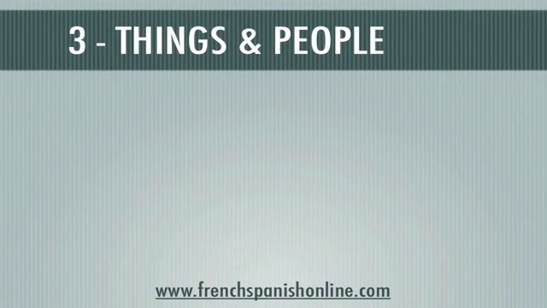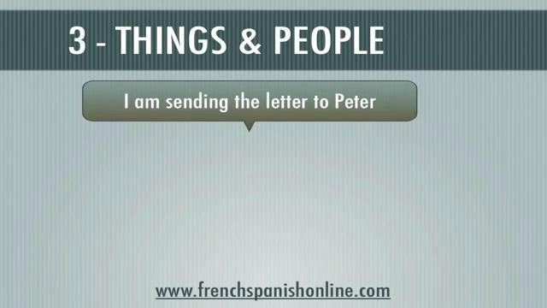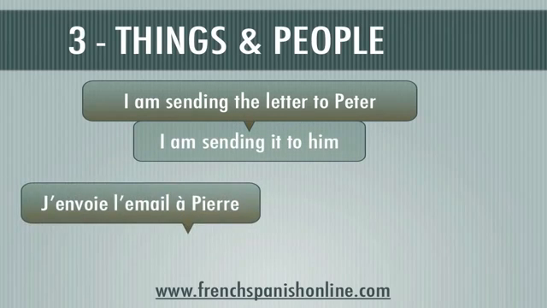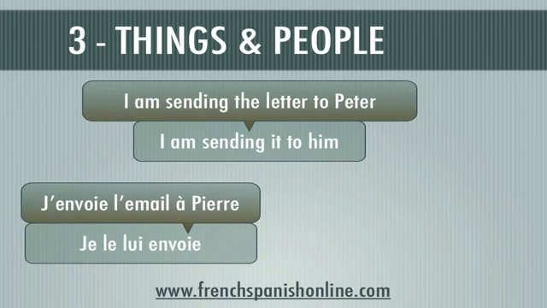Let's go a bit further now to add another difficulty and mixing things and people. If you want, for example, in this sentence, I'm sending the letter to Peter, to replace the letter and Peter with 2 pronouns, you will say, I'm sending it to him. In French, you can do the same thing. J'envoie l'email à Pierre. So to replace email, direct object, we'll use le. And to replace Pierre, indirect object, you will use lui. How to place them? Je le lui envoie.